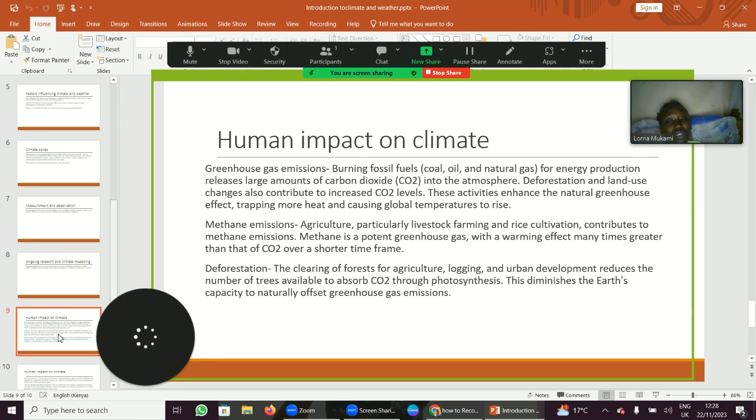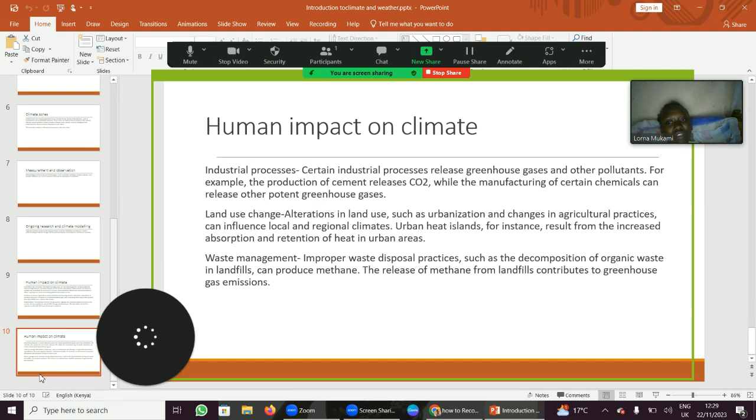Human impact on climate involves greenhouse gas emissions, which are gases emitted into the environment. They affect the climate. Methane emissions, deforestation, which involves cutting down of trees, and industrial processes, which emit greenhouse gases, pollute the environment. Land use change, such as urbanization and changes in agricultural practices, and waste management, which involves improper waste disposal practices, such as organic wastes that can produce methane from landfills, all contribute to greenhouse emissions.